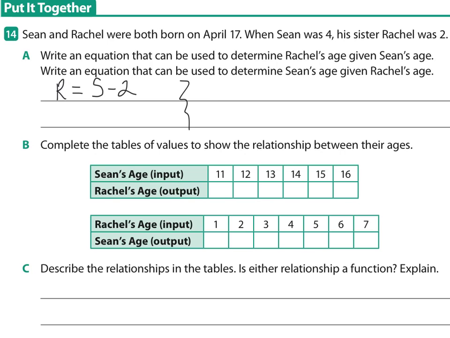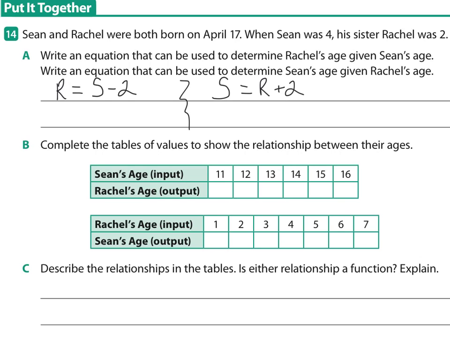Let's draw a squiggly line here and do the opposite. So if I want to figure out Sean's age, but I only know Rachel's, what do I have to do? I've kind of got to do the opposite of what we just did a second ago. I need to take Rachel's age, and I need to add 2 to it. Right, if Rachel was 2, Sean was 4, so 2 plus 2 gives me 4.